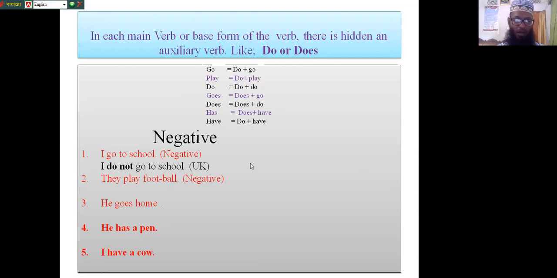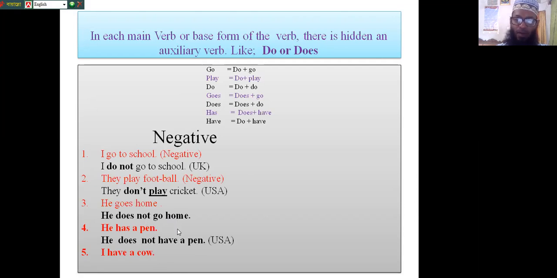They play football. They don't play football. Question number 3. He goes home. He does not go home. Question number 4. He has a pen, negative. He does not have a pen or doesn't have a pen. Question number 5. I have a cow. I have no cow. Understand?